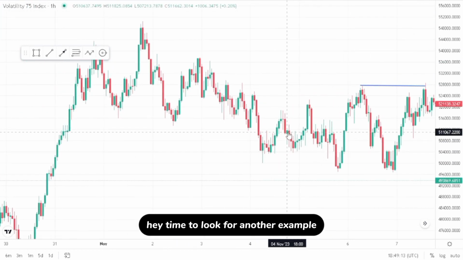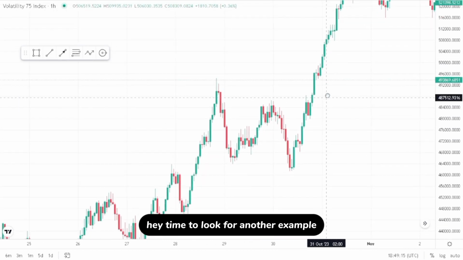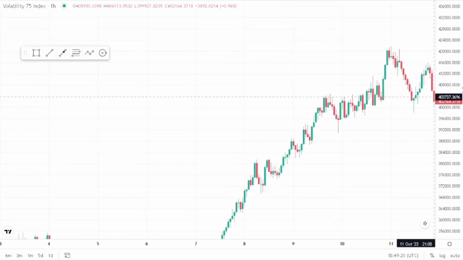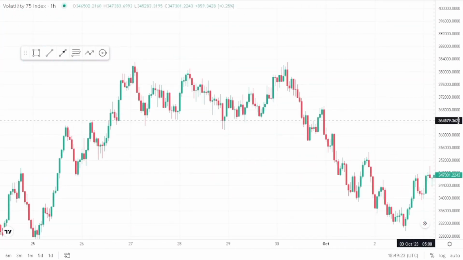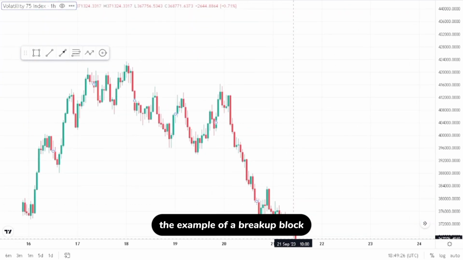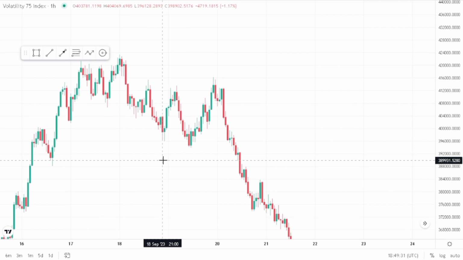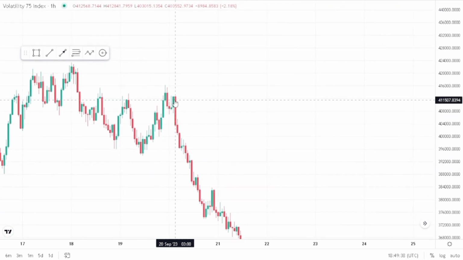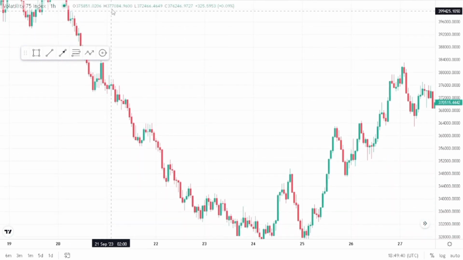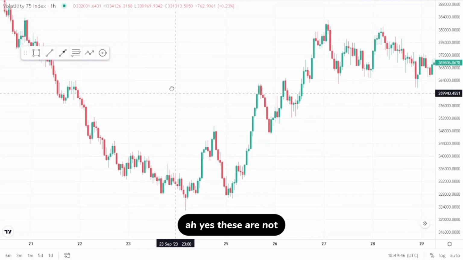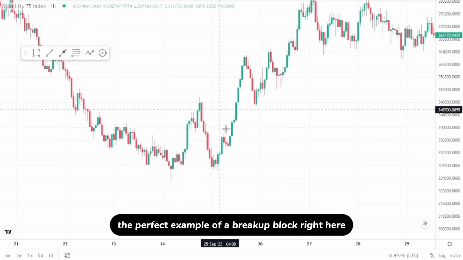Trying to look for another example. Another example of a breaker block, so that you guys can understand more of what we mean. Yes, this is another perfect example of a breaker block right here.